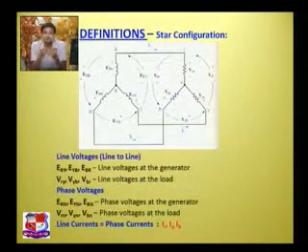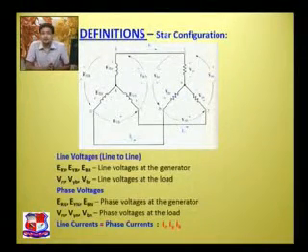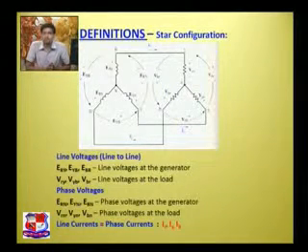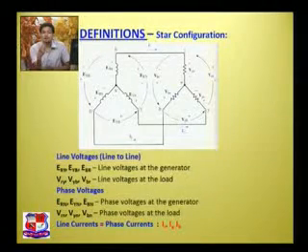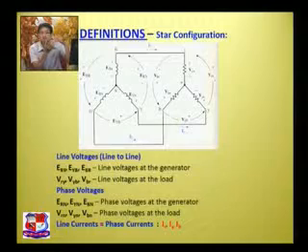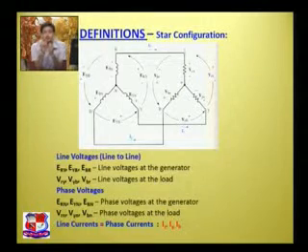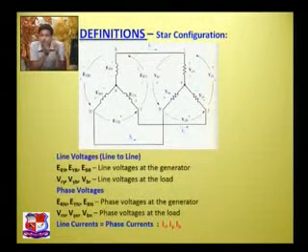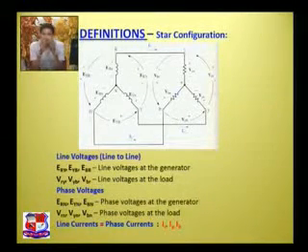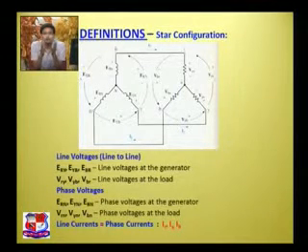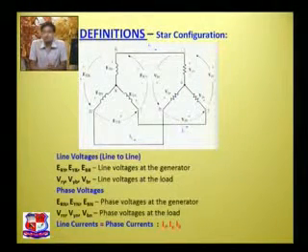And the other term is the phase voltage. What is the phase voltage? ERN, EYN and EBN are called the phase voltage at the generator. According to our definition, the phase voltage is between a source terminal and the other connection, which is the neutral. So we call it the phase voltage. Then VRN, VYN and VBN will be the phase voltage at the load. And in the star configuration, the line current is equal to the phase current.